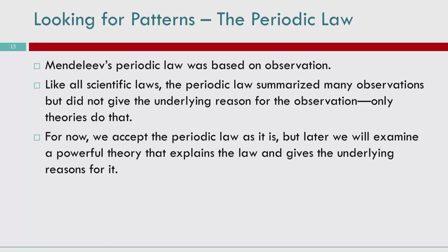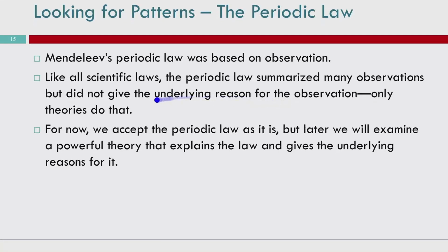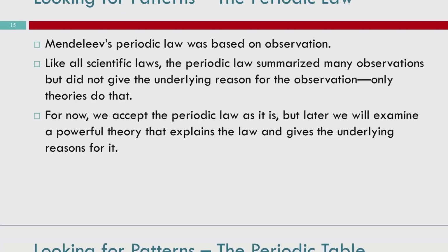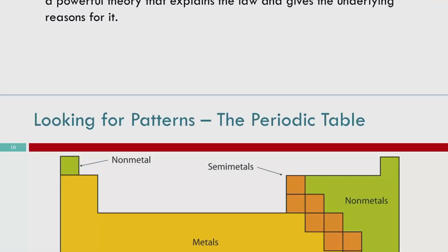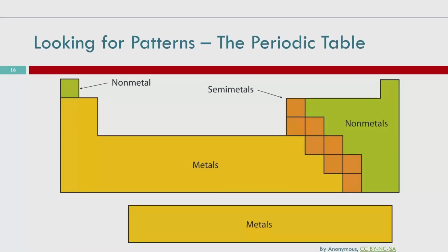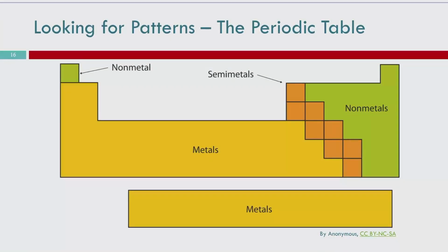Mendeleev's periodic law was based on observation. It was mostly true. Wasn't exactly true, just mostly true. Didn't give a reason for that observation. Only theories can do that. We will learn a little bit more about why those periodic properties recur. For now, we can learn some ways of breaking down the periodic table.